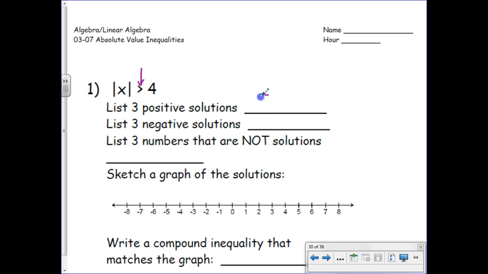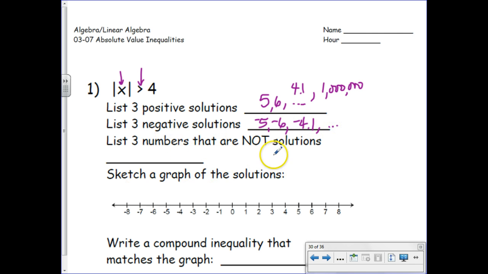Well, 5 works, 6 works, 7 works, and so on. You could be fancy schmancy and say 4.1. You could say 1 million. That works. But you get the idea, okay? Think of 3 negative numbers that would work, knowing that I'm plugging them in here. The absolute value will make those negative numbers positive. You would say, well, negative 5, negative 6, negative 4.1, negative 1 million.